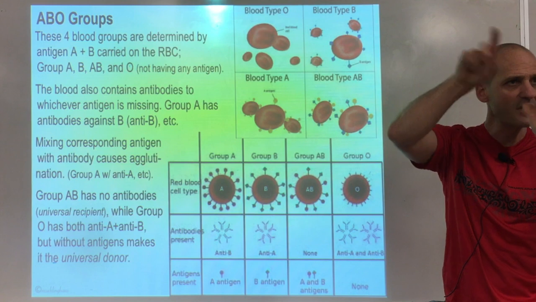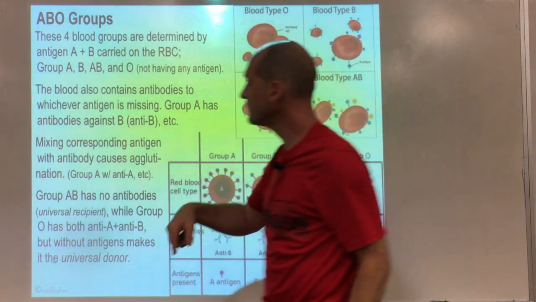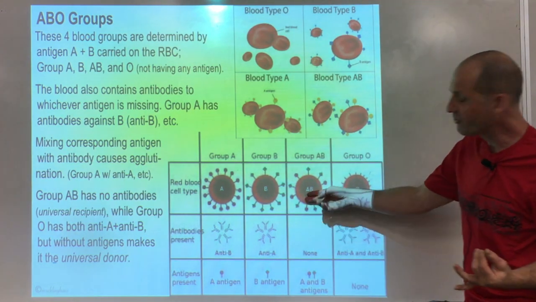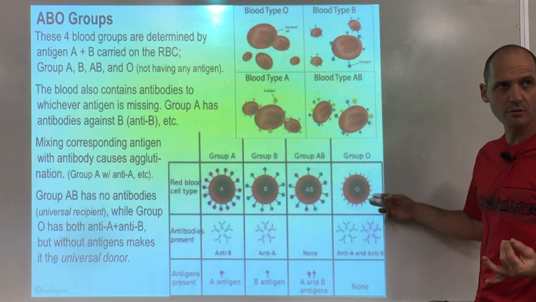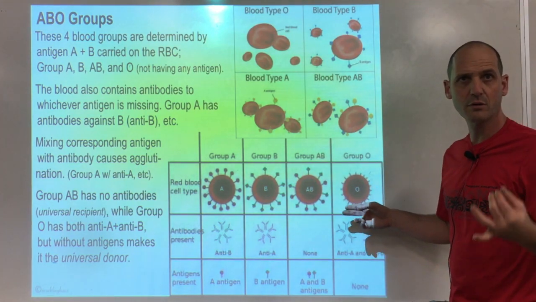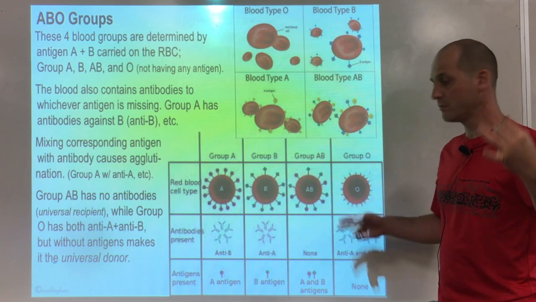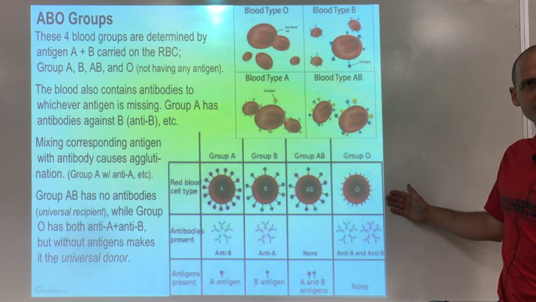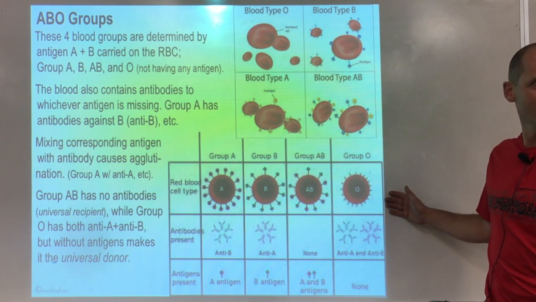O means zero. So you either have antigen A or antigen B, both of them, or none of them. So if you're group O, then you can't receive any blood? Well, only from O people. Only from O though? Doesn't the RH factor play a role?